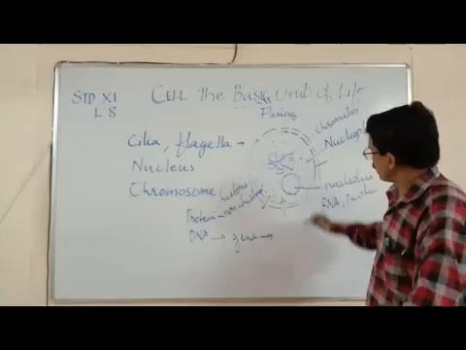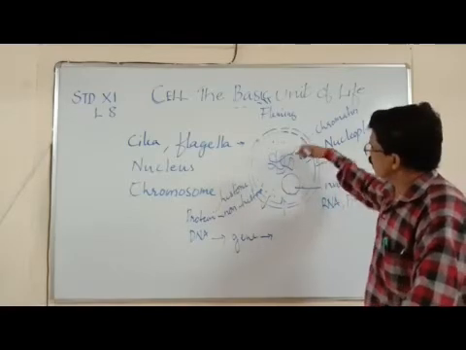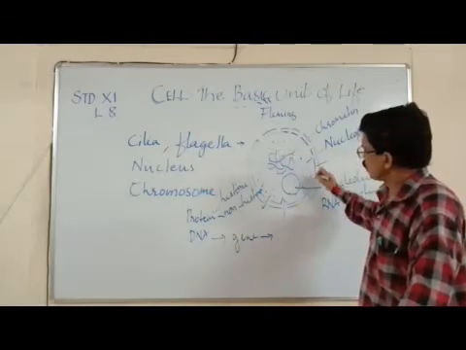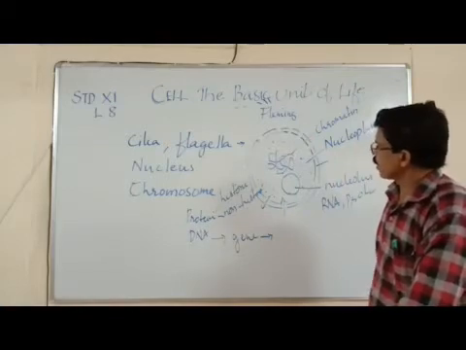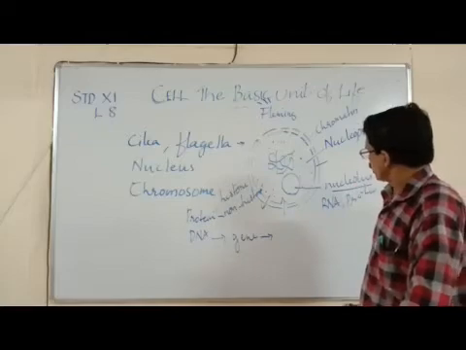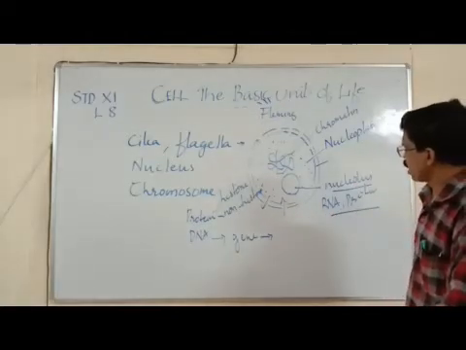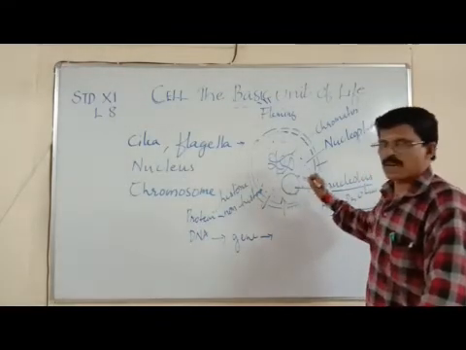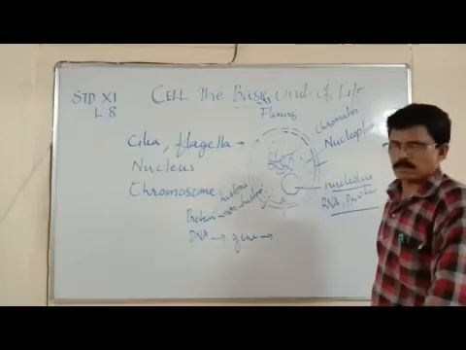Then there is a perinuclear space filled with a fluid. Now inside the membrane there is nucleoplasm. Nucleoplasm contains enzymes, hormones, RNA, and a structure called the nucleolus, which in turn contains RNA and proteins. In addition to this, nucleoplasm contains thread-like DNA that is called chromatin.